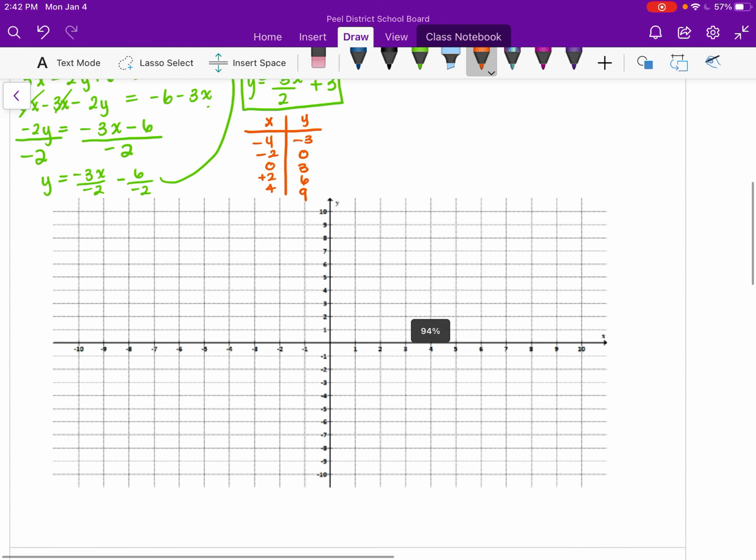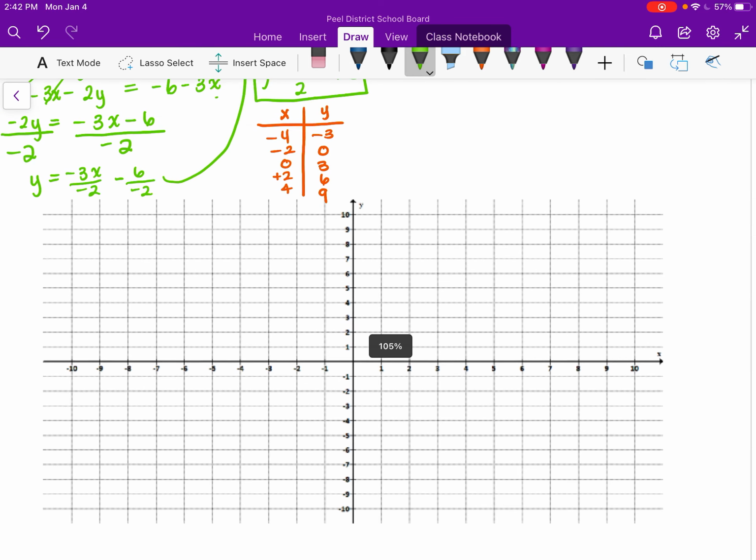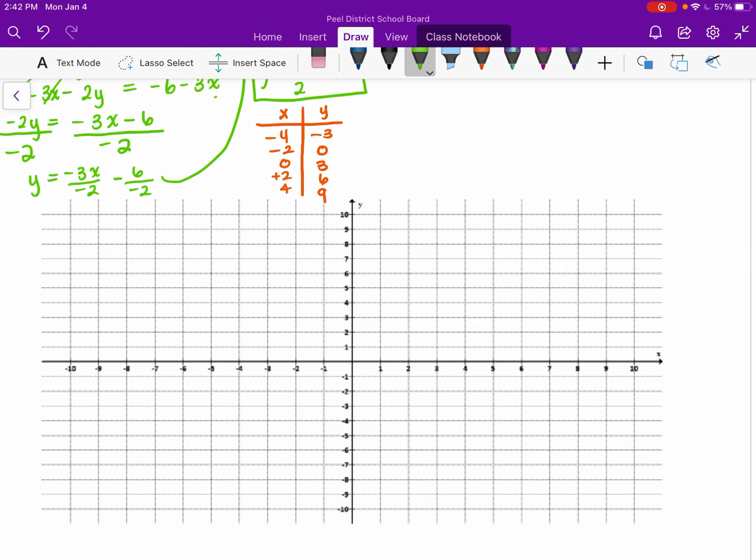And I'm just going to graph this as green. So I'm going to say, okay, -4 was here. Go down to -3. Then at -2, y is 0, right? Then you have 0 over here and the y is 3. You have +2 and the y is 6. And then you have 4 and the y is 9, right?